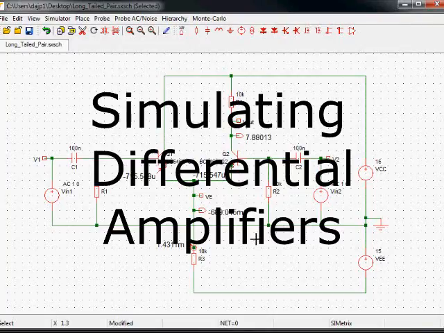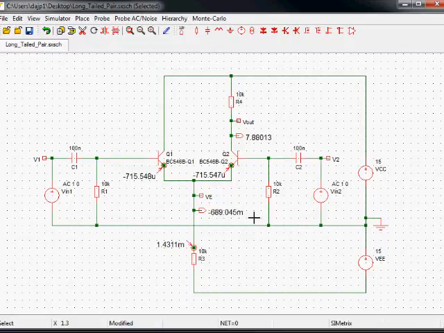This is the circuit for the differential input amplifier based on a long-tailed pair. This is the pair, this is the long tail. The values of the resistors and the capacitors shown are not correct. You'll have to fix those yourself. However, there are a couple of things I wanted to show you about simulating with this circuit.